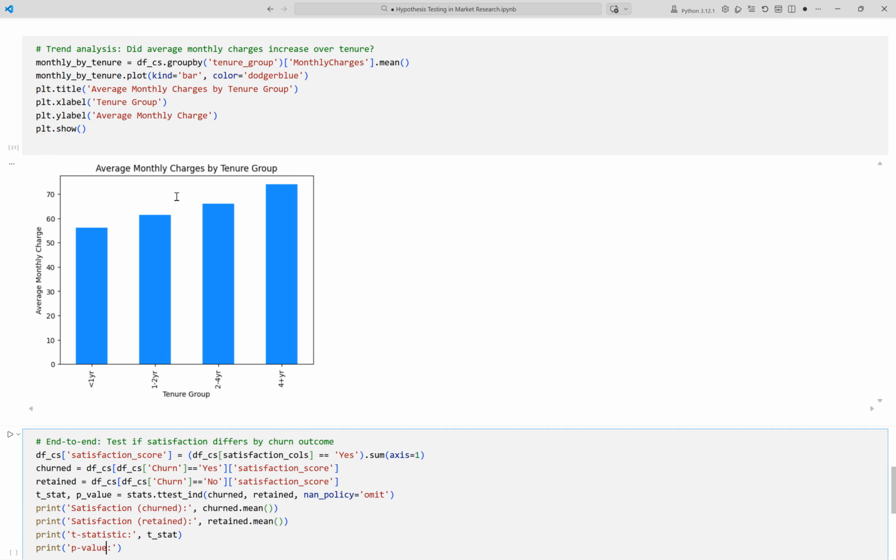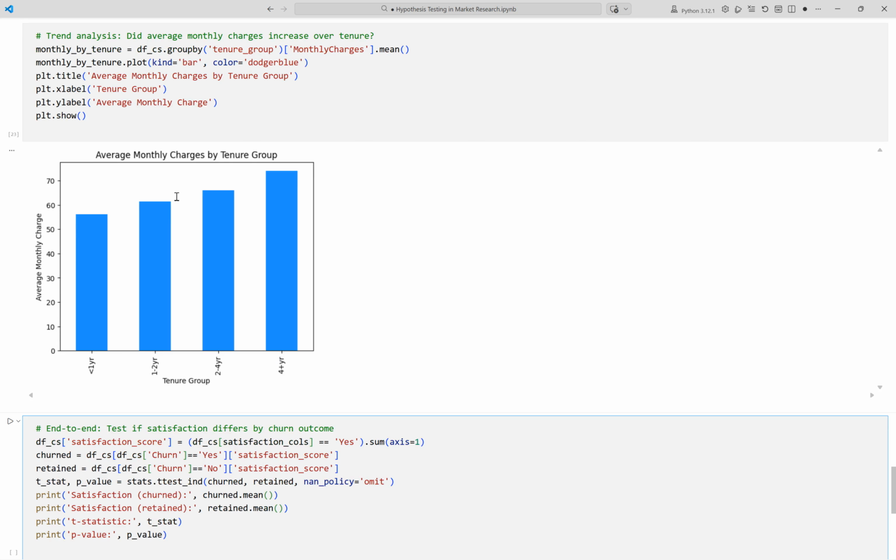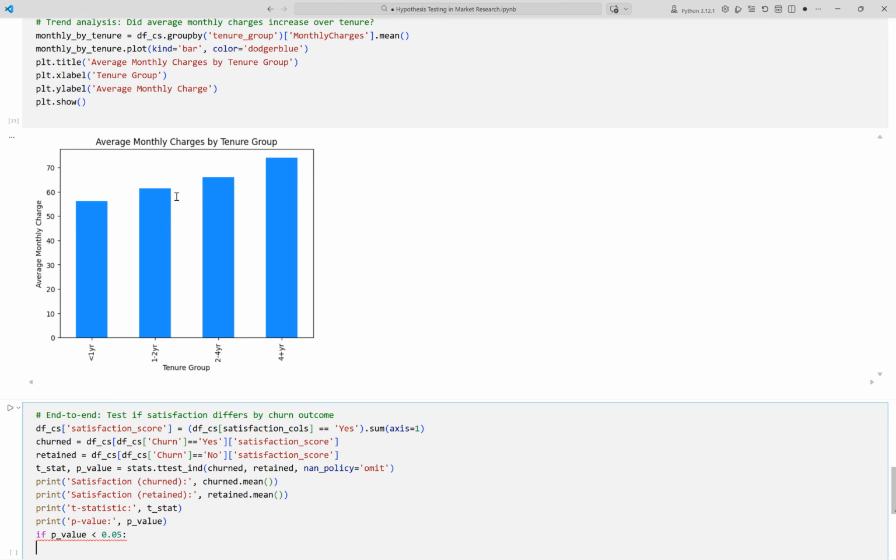If the p-value is less than 0.05, managers should address the satisfaction gap. Otherwise, other factors may drive churn. Aim to investigate further.